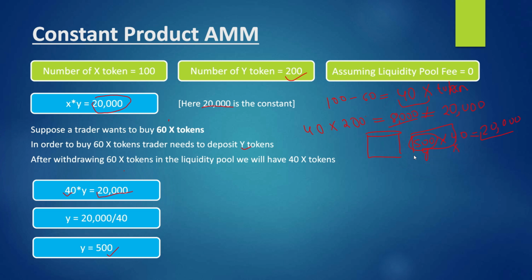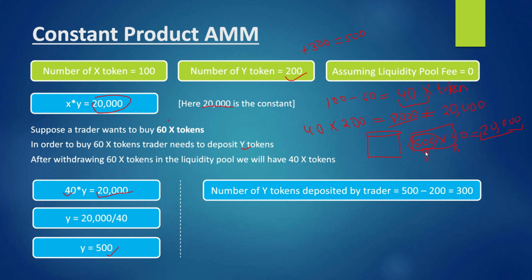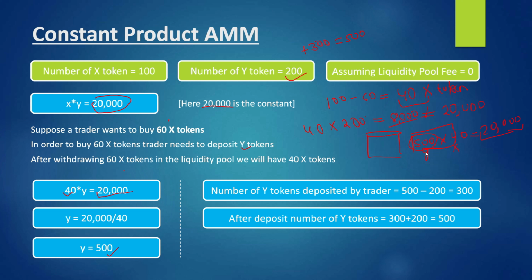And once the trader finds out that in order to maintain this constant value, they need to deposit 300 more tokens, because after 300 tokens are added it will become 500 tokens. So this 500 into 40 will be equal to 20,000. So this is what the trader will need to deposit in order to maintain the constant product AMM.